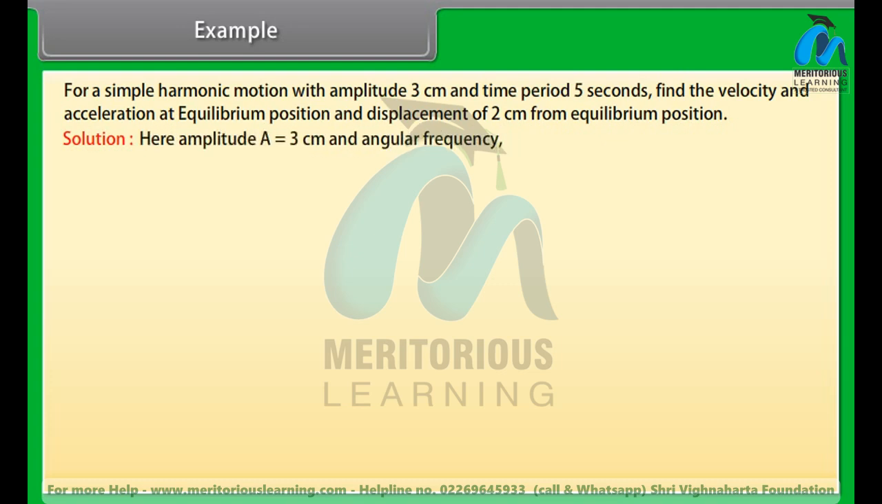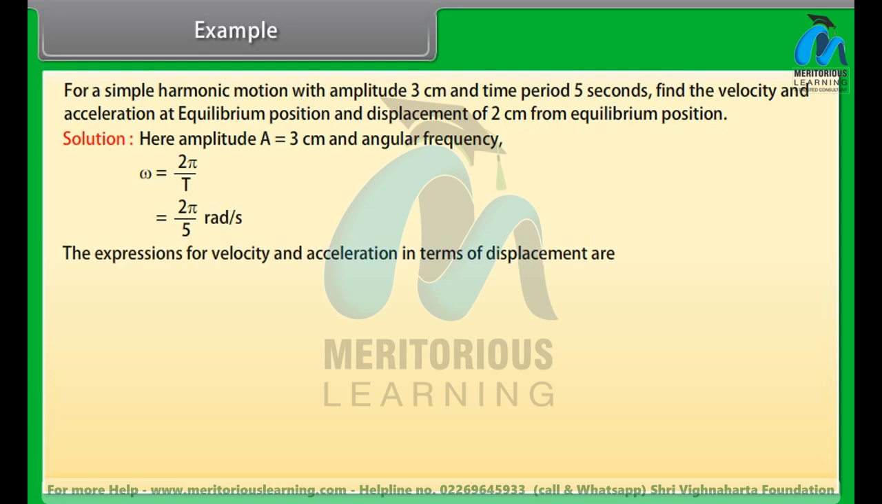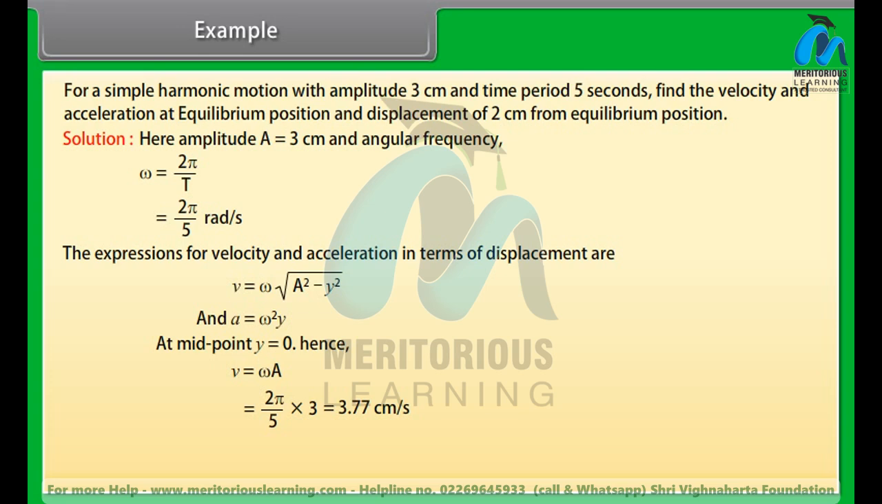Here, amplitude A = 3 cm and angular frequency ω = 2π/T = 2π/5 radian per second. The expressions for velocity and acceleration in terms of displacement are v = ω√(A² - y²) and a = ω²y. At midpoint y = 0. Hence, v = ωA = 3.77 cm per second and a = 0.